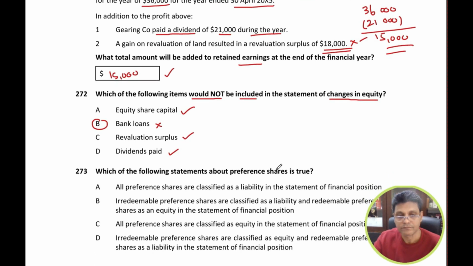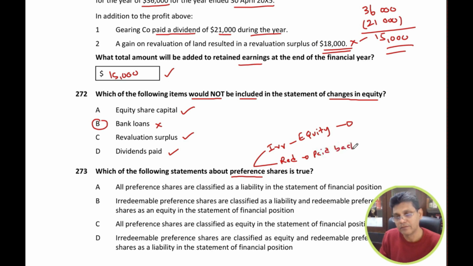Which of the following statements about preference shares is true? They are talking about the preference shares. When you say preference shares, there are two types: irredeemable preference shares and redeemable preference shares. Irredeemable preference shares are treated as equity because they will not be redeemed and will be converted into share capital. Redeemable preference shares will be paid back to the preference shareholders.